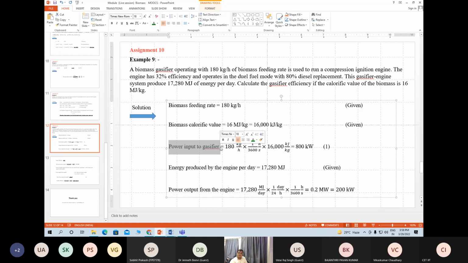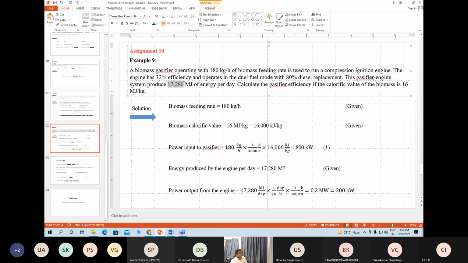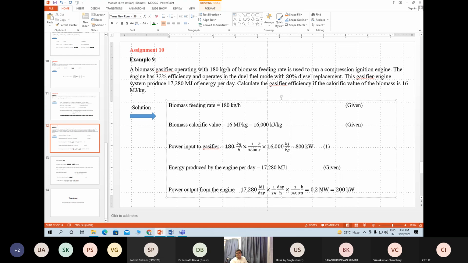Now, once this is the input given to the gasifier, the energy produced by the engine per day is 17280 megajoule. Once we know this value, the power output from the engine can be calculated very easily, because we know the efficiency here. We know the values for that particular conversion.